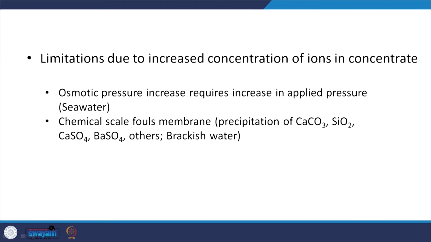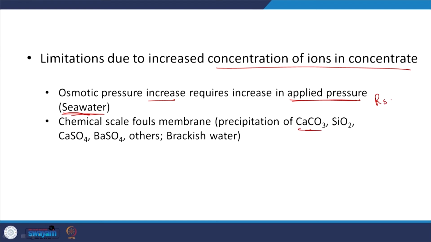So, again as I just mentioned, the limitations are due to increased concentrations of ions in the concentrate, right. Osmotic pressure requires an increase in applied pressure, right. This is the case especially with seawater. Osmotic pressure leads to an increase in the applied pressure, and that means again you are going to have fouling. So, chemical scale fouls the membrane.